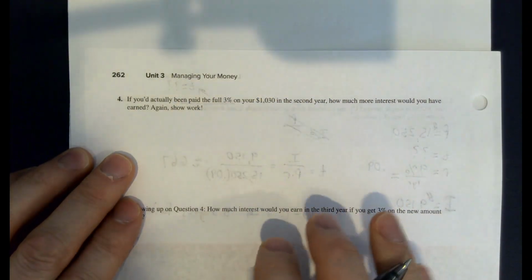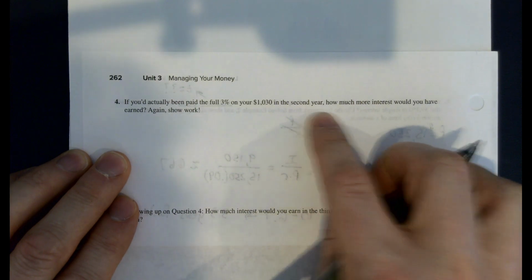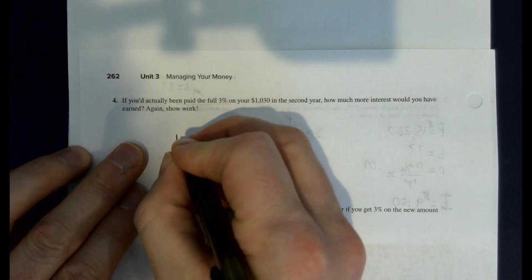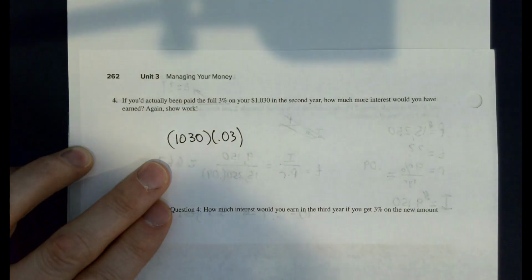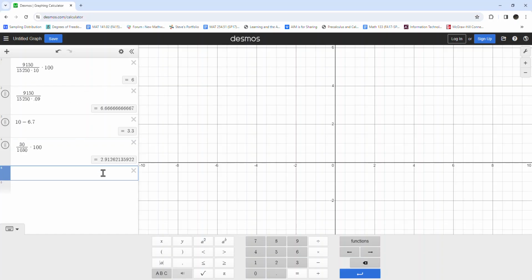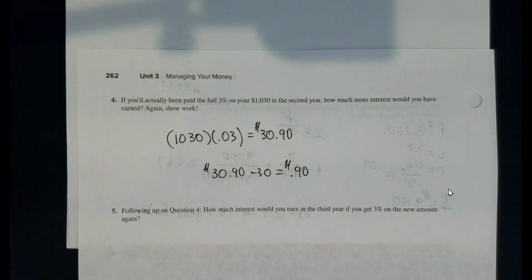Oops, that was supposed to be in number 4. So if you'd actually been paid the full 3% on your 1030, how much more interest would you have earned? Well, really on this one, we're going to say, what's 3% of 1030? Well, let's gamble back to that. 1030 times 0.03. Oops. There we go. We should have gotten $30.90. So if I subtract from that the 30 we were actually given, oh, we're missing out on 90 cents worth of interest at the end of the second year because of that simple interest that's happening.